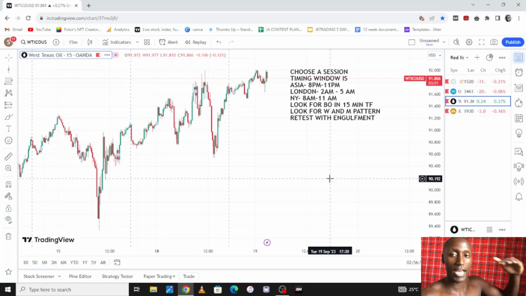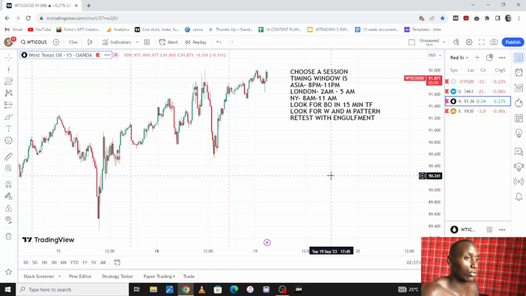So you draw the high and the low of that day, depending on the session that you are in. So that means that is the highest point the price has reached before the trading window. And then you look for a breakout on the 15-minute time frame. And then, of course, once you get your breakout, look for the M and W patterns and the entry criteria.